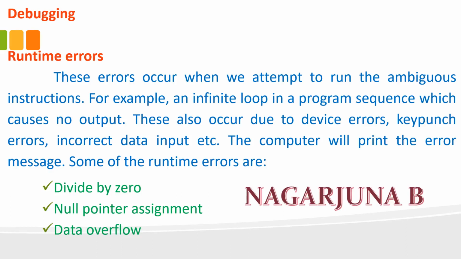Some of the runtime errors are divide by 0, null pointer assignment, data overflow, and illegal access to memory. These are a few examples which the computer will display as an error message, and these are the runtime errors. Runtime errors occur when we try to run an ambiguous instruction, the instructions which cause confusion. Those are called ambiguous instructions. When we try to execute an ambiguous instruction, we get errors, and those errors are called runtime errors.